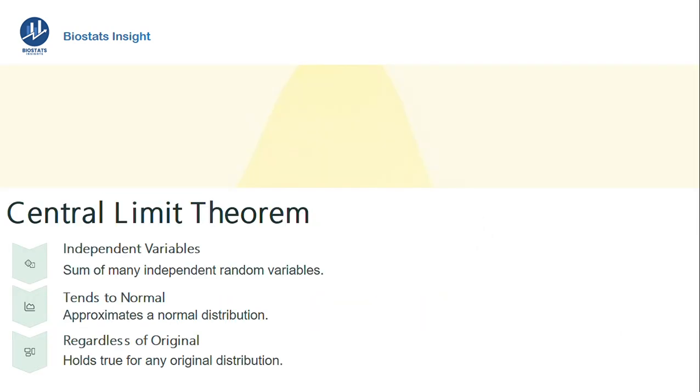Then the central limit theorem. This is another application of normal distributions. When the variables are independent, the sum of many independent random variables tends to a normal distribution, approximately, regardless of the original distribution. So it is the central limit theorem. All the data tends to be central towards the curve.